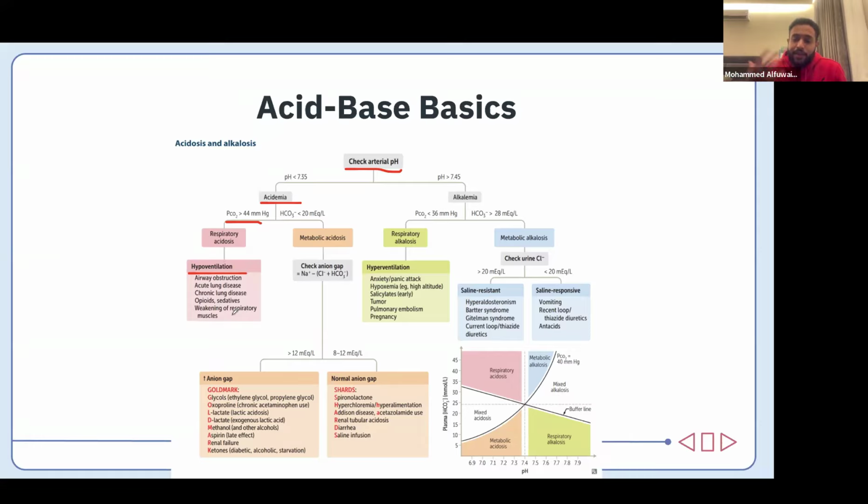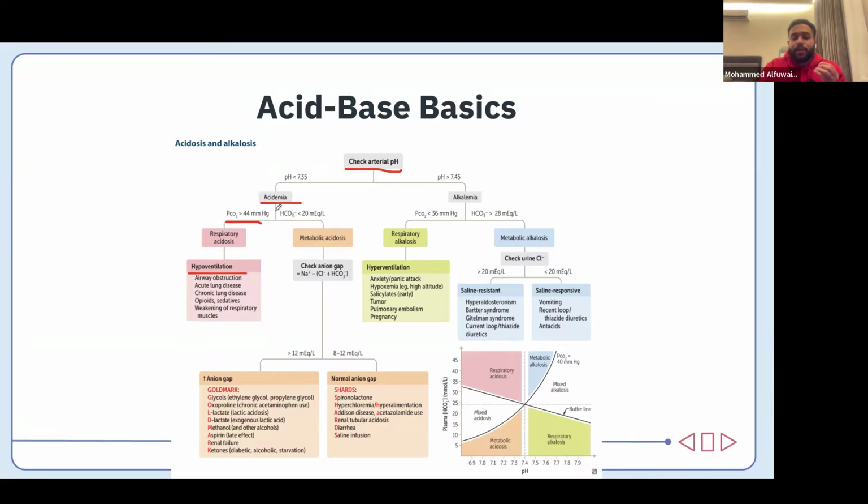This is hypoventilation that causes respiratory acidosis. When you're not ventilating enough, the carbon dioxide gets trapped in the body. If you're hyperventilating too much, you're releasing so much carbon dioxide. This causes what? Respiratory alkalosis. Good. We're fine till now, inshallah.